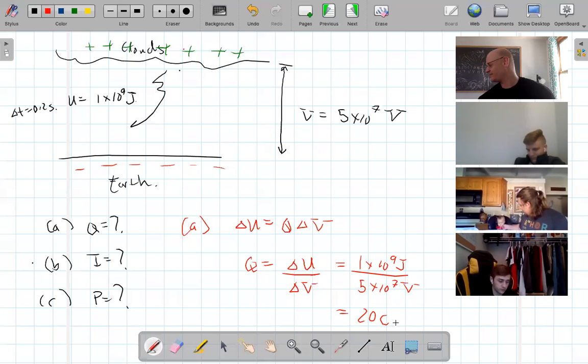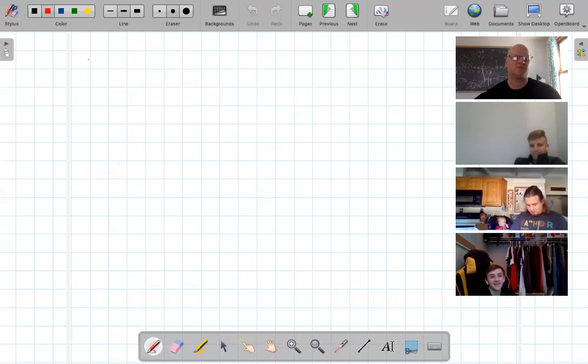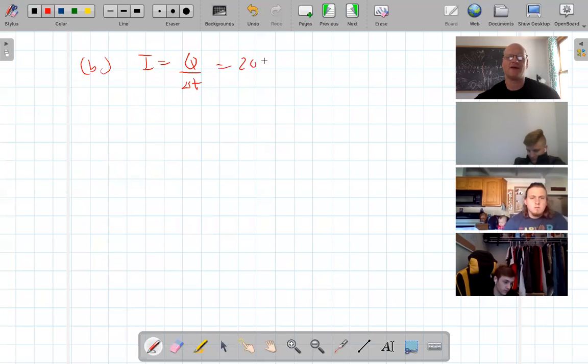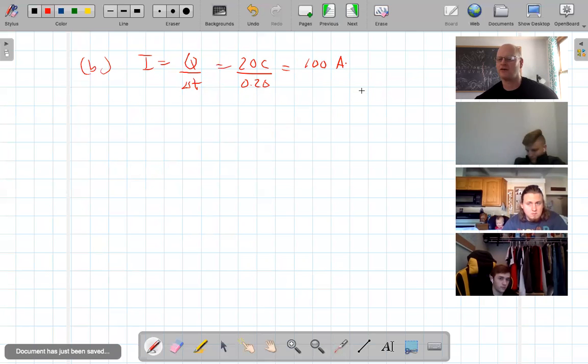Part B, we now want to know what's the current. Again, we know current by definition is the change in charge, so Q divided by the change in time. So this is going to be 20 coulombs divided by 0.2 seconds, which is 100 amps worth of current. And as we already talked about, 100 amps worth of current will stop a person's heart and kill a person. So this is why a lot of people die when they're struck by lightning.